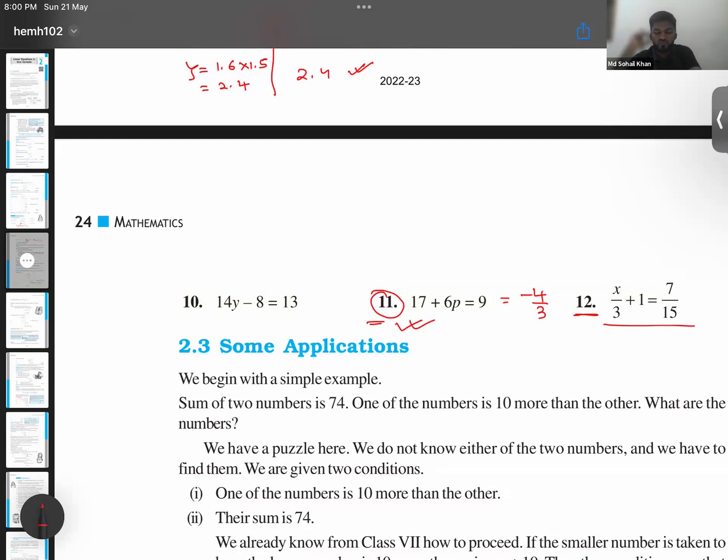Yes, Aman, got the value? No, sir. Okay. Transpose the fractional value to one side. Bring x upon 3 on one side and 7 upon 15 on the other side. Then solve this question. Okay, sir.